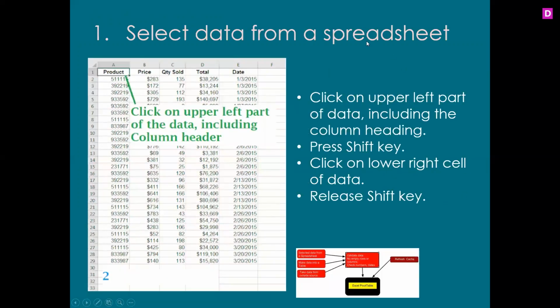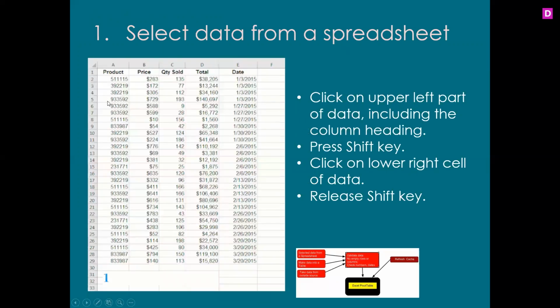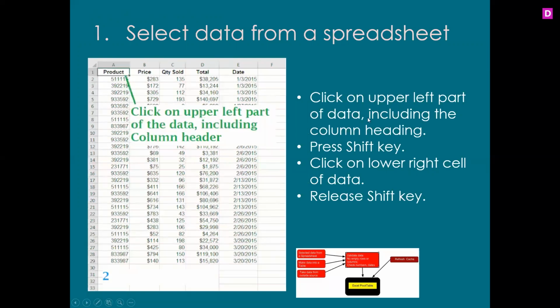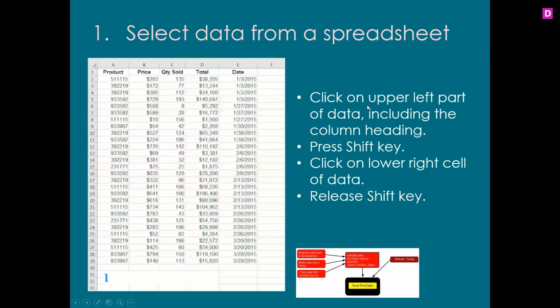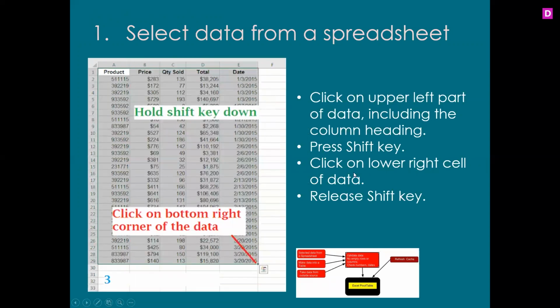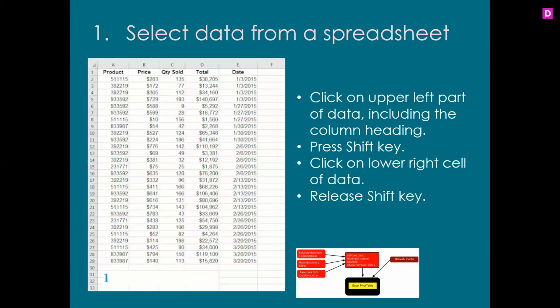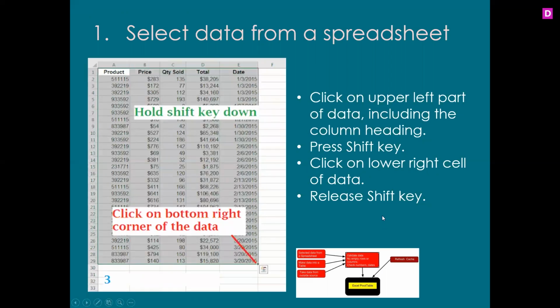Select the data from the spreadsheet. Click on the upper left part of the data. Then hold the shift key, and click on the lower part of the data. Select the values you want and release the shift key. This is how to select the data from the spreadsheet.